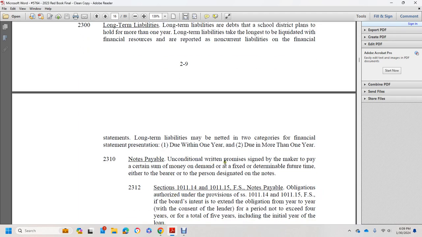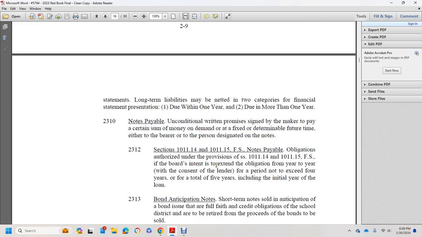2310, notes payable, the unconditional written promise of the signer or maker to pay a certain sum of money on demand or at a fixed or determinable future date, either to the bearer or the person designated on the note. 2313, section 1011.14, 1011.15 Florida statute, notes payable obligation authorized under provision 1011.14 and 1011.15 Florida statute, if the board intends to extend the obligation year to year with the consent of the lender for a period not to exceed 4 years, with a total of 5 years, including the initial year of the loan.